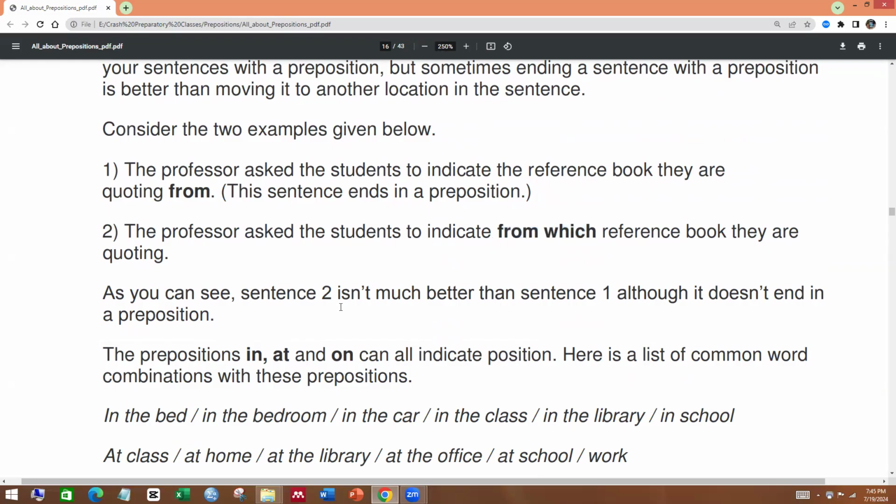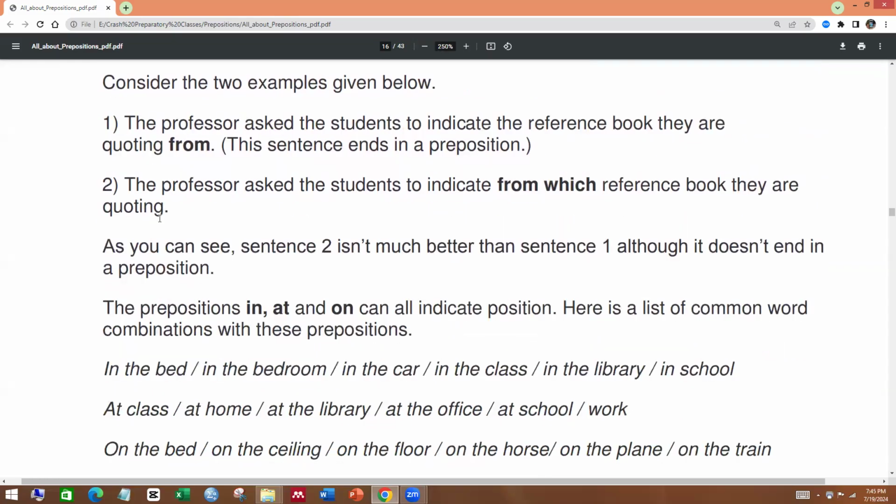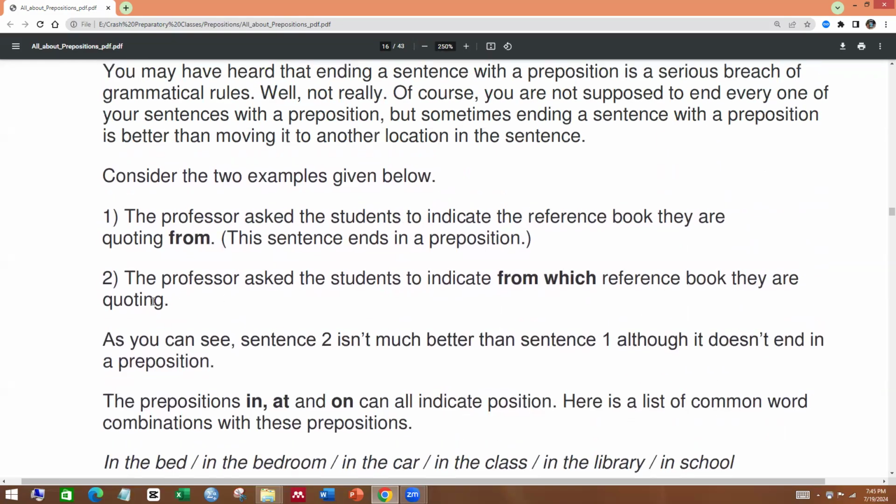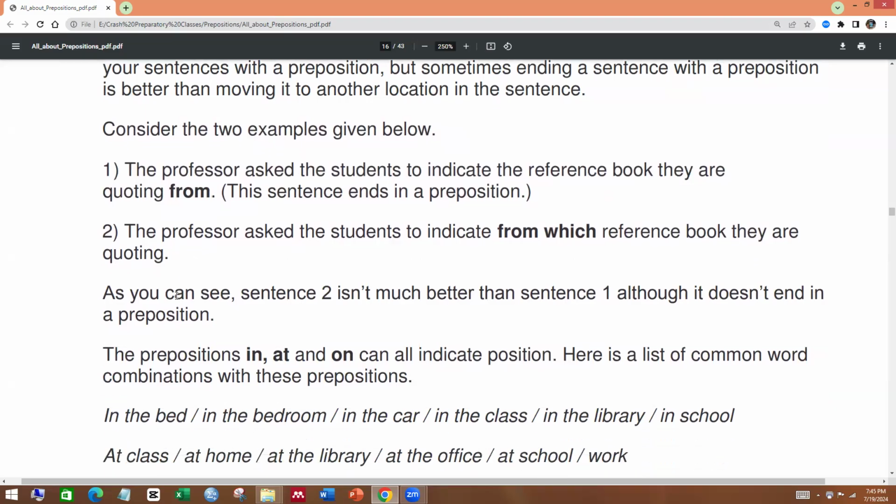As you can see, sentence 2 is not much better than the sentence 1, although it does not end in a preposition. तो यहाँ पे expression की बात करा है कि कुछ ऐसे sentences हैं जहाँ पे we need to take care of the proper expressions. अगर proper expressions हो जाते हैं तो फिर best है. Sometimes अगर preposition आप end preposition से sentence end नहीं करते हैं तो expression will not be clear.